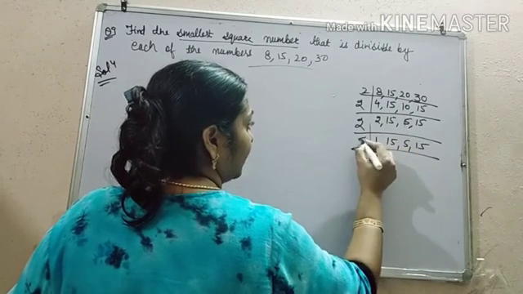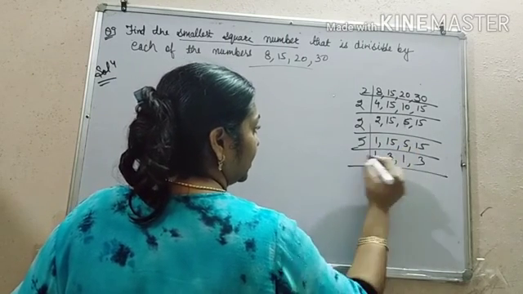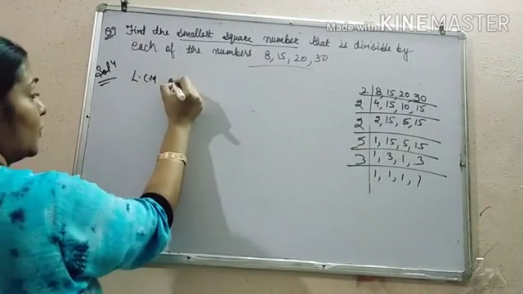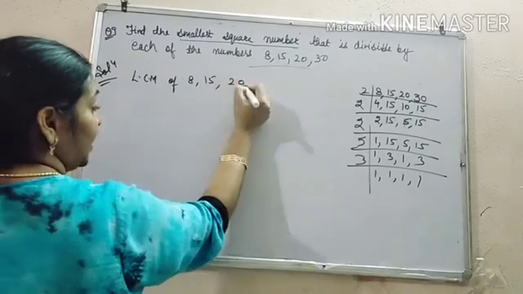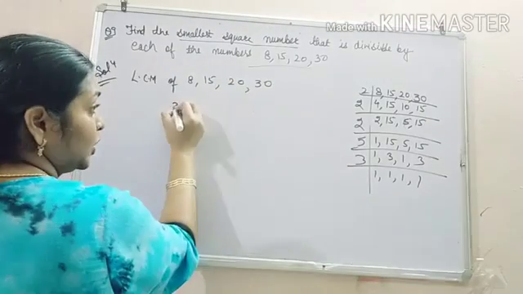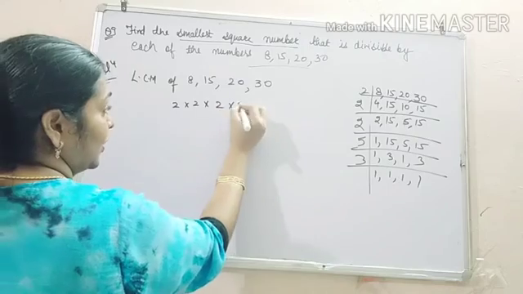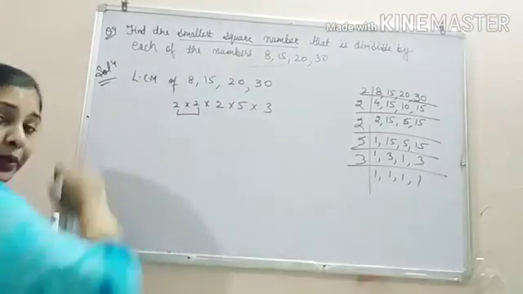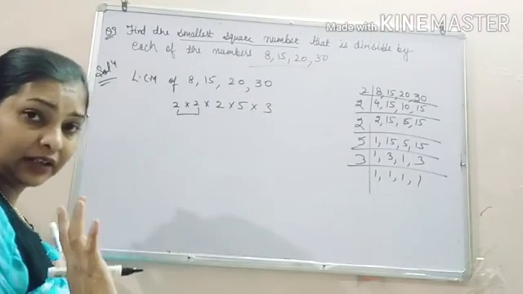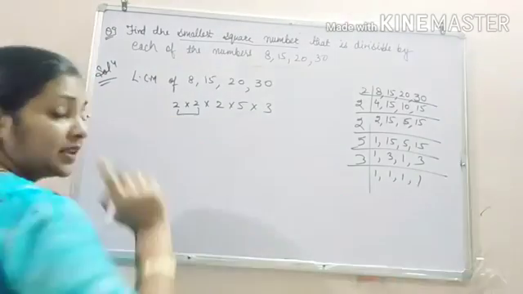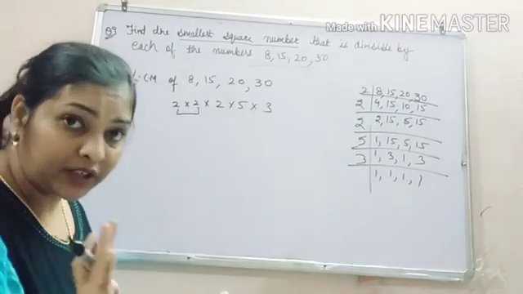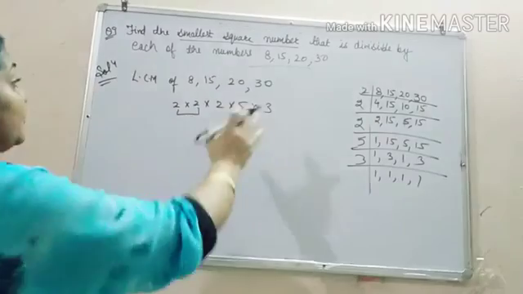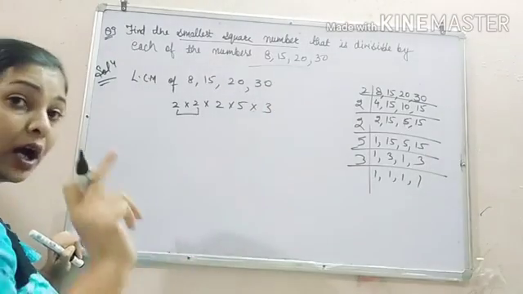Now you can divide it by 5. We get 3. Now again by 3. So we get LCM of 8, 15, 20 and 30 as 2 into 2 into 2 into 5 into 3. But you can easily see that we get only one pair of prime factors. Okay, rest of the factors are idle. So it can't be a perfect square. But we need smallest square number.